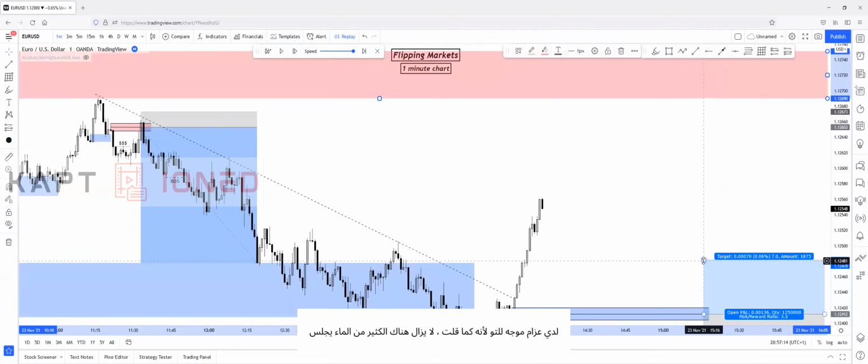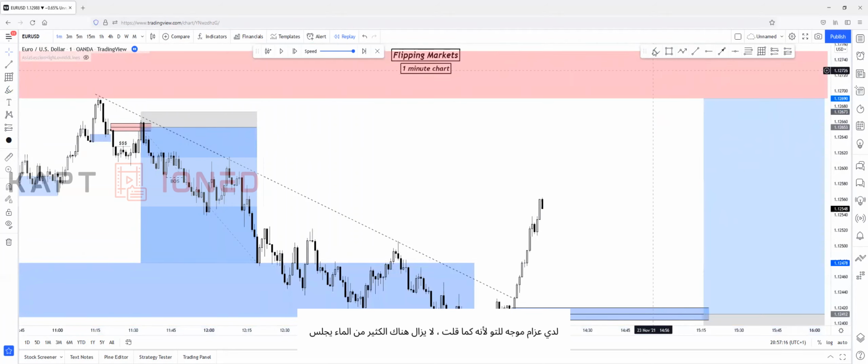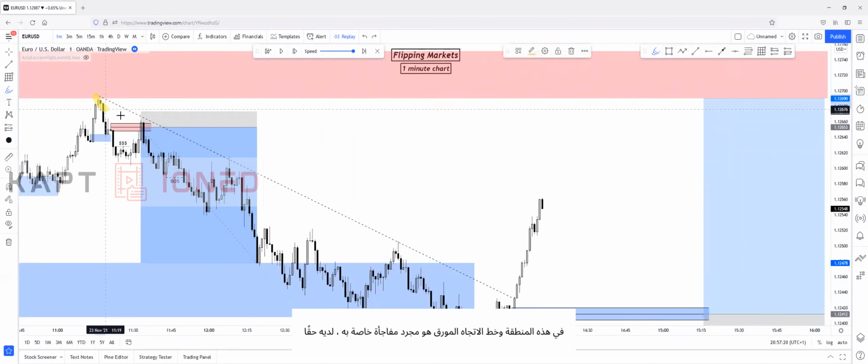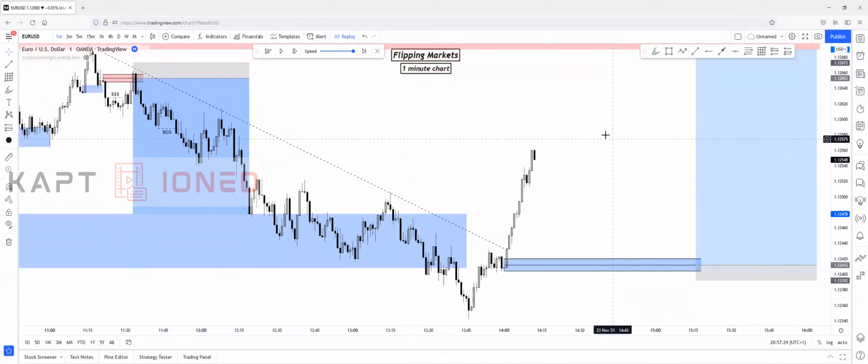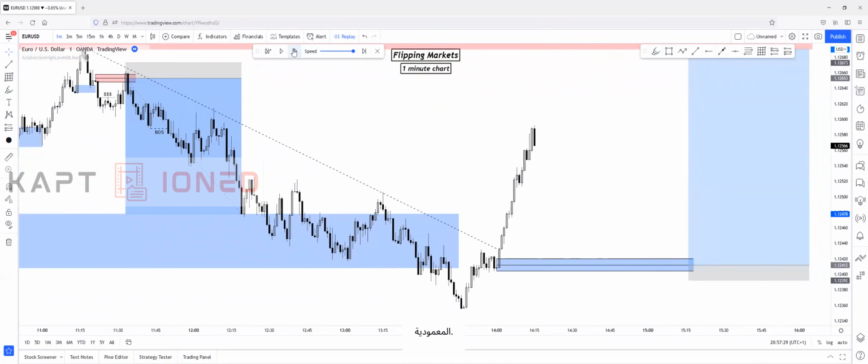I will just aim for this zone because, as I said, there are still loads of orders sitting on this zone, and the liquidity trend line is just above this zone. So price has a really great chance to tap this zone. Okay, so our order limit has been set. Let's wait for price to tap this zone.